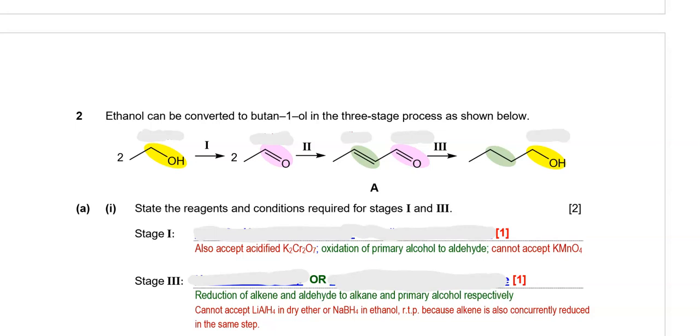Okay, term assessment 2, question 2. We have a reaction scheme of ethanol being converted through a number of reactions. For such a question, we are looking at reagents and conditions.